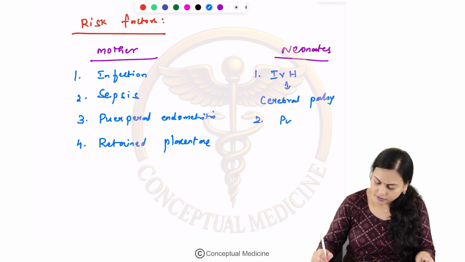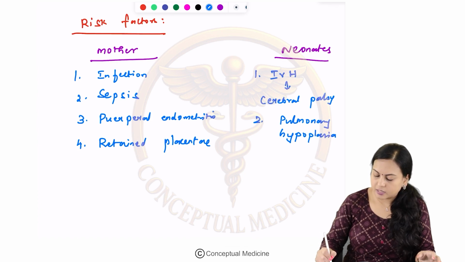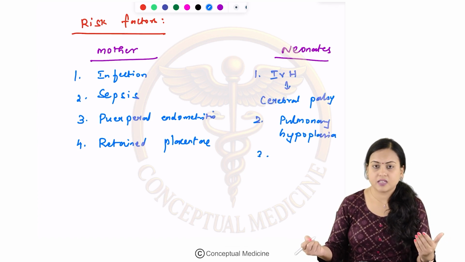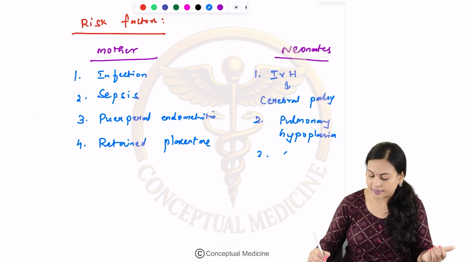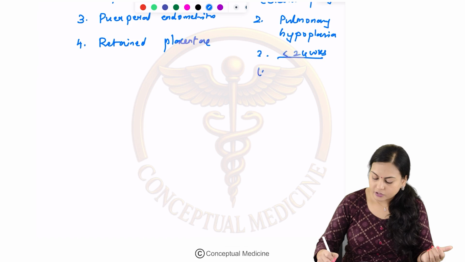There are chances of pulmonary hypoplasia, and when this happens at a very early gestational age, like less than 24 weeks, there are chances of even limb deformities.